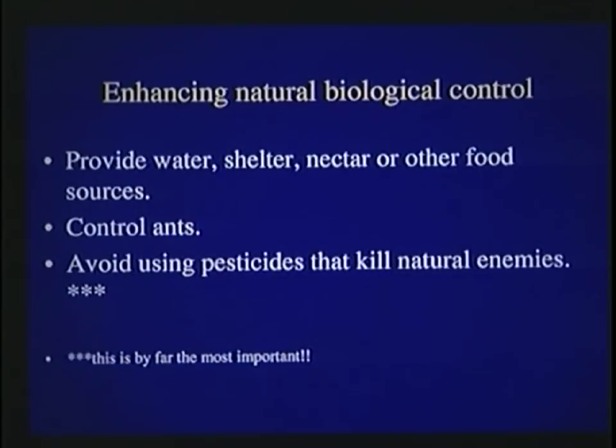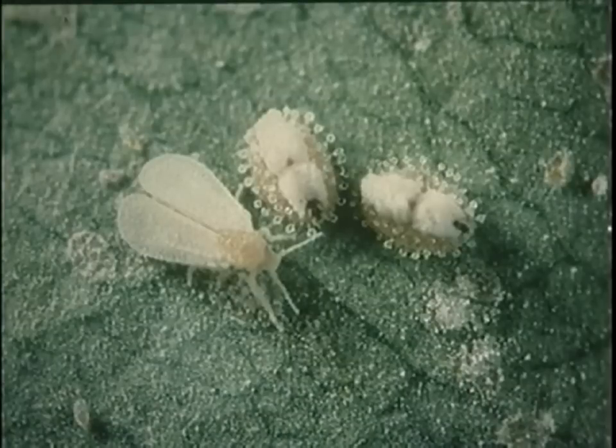So the most important way, though, to encourage natural enemies is to avoid using pesticides that kill them. And we have consistently killed natural enemies in our gardens through the use of pesticides. Now we're back to classical biological control. I have my little illustration here.